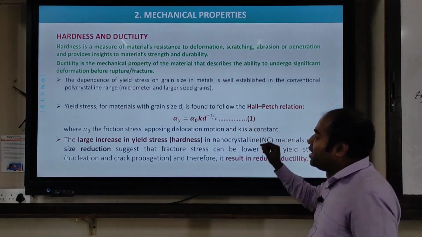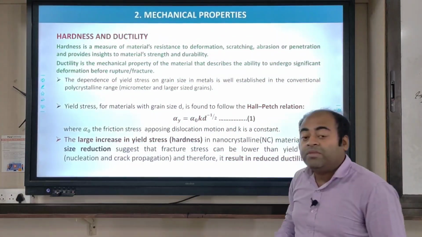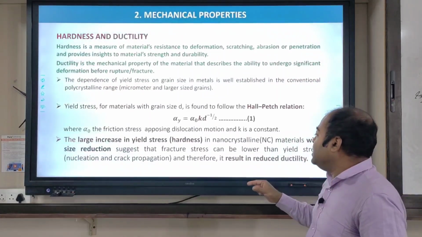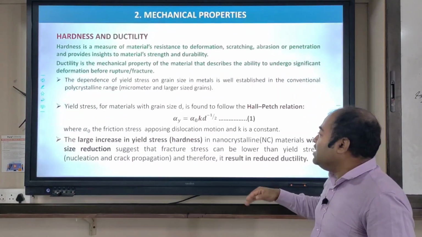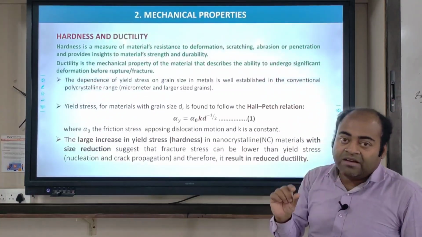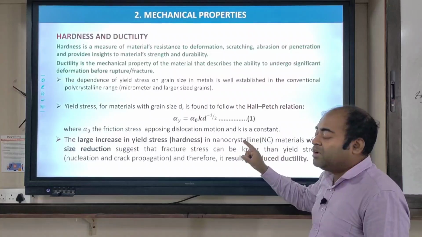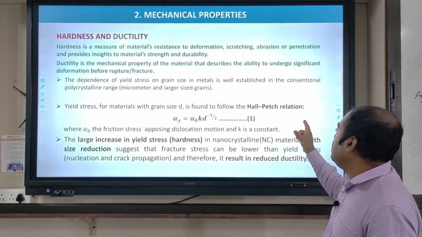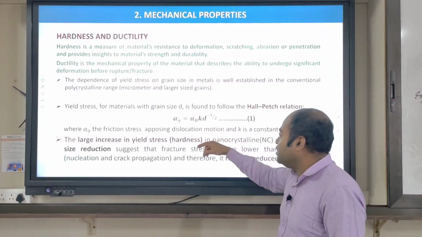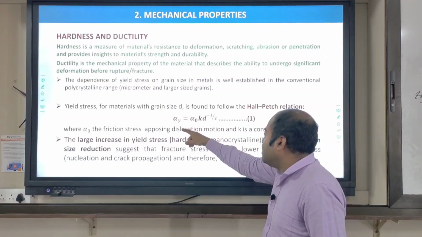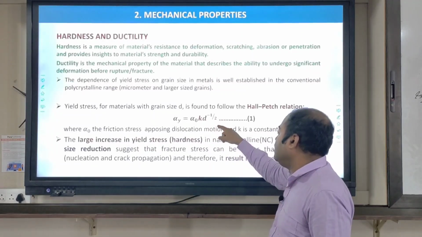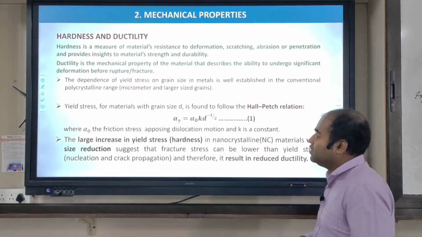and this can be explained with the help of the yield stress. Now it has been observed that the yield stress increases when the particle enters the nano region, and this systematic study was done by Hall and Petch, and it is given by the Hall-Petch relation, which describes the yield stress of the nanomaterials with the yield stress of the bulk, and it is a function of the size of the particle.